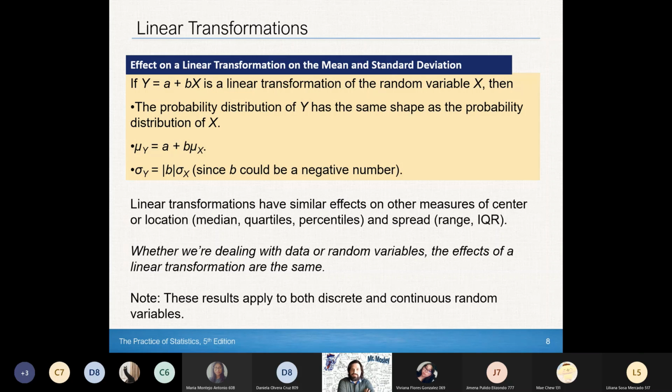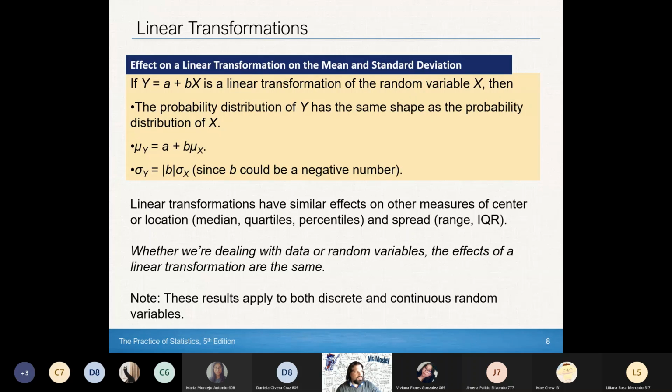So linear transformations have a similar effect on other measures of center or location, median, quartiles, percentiles, and spread, range, and IQR. These are the other measures of center and spread that we're not considering at this moment in time. We're just dealing with mean and standard deviation. But these transformations have the same effect on these other things. Whether we're dealing with data or random variables, the effects of a linear transformation are the same.